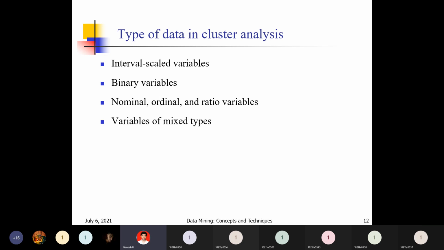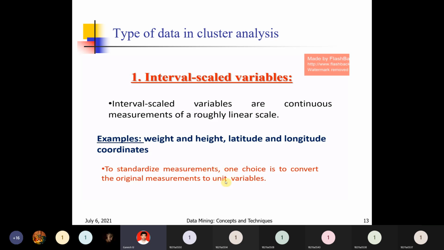Ordinal means it follows some order: small, medium, large, extra large, like that. Ratio variables: 1:20 means for x it is 1, and for one particular element along the y-axis you need 20 elements. Variables of mixed types means different types of variables can be mixed. In this class we will see interval scaled variables and binary variables. So first, interval scaled variables.